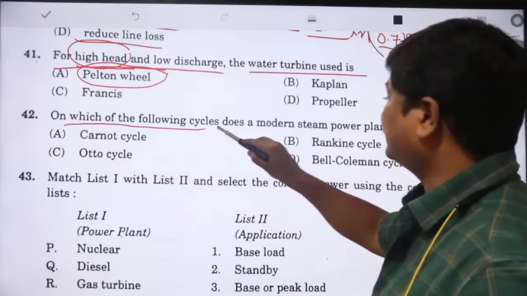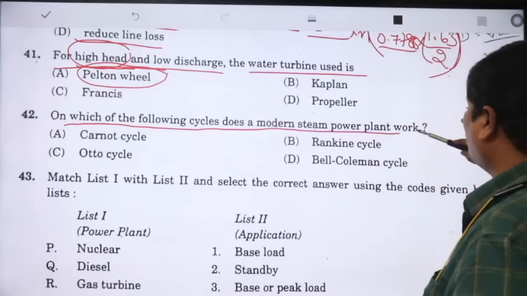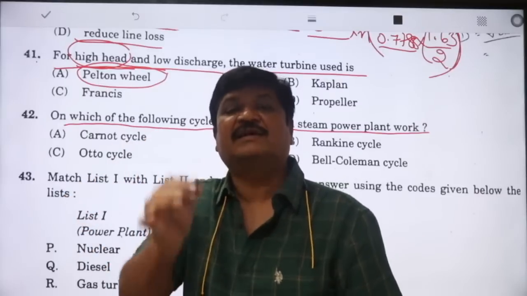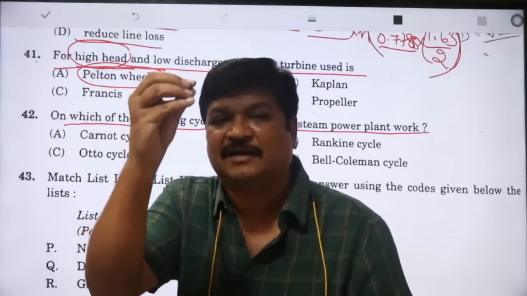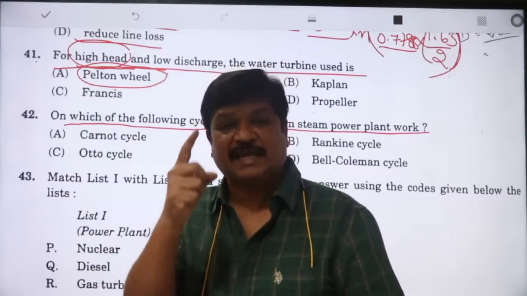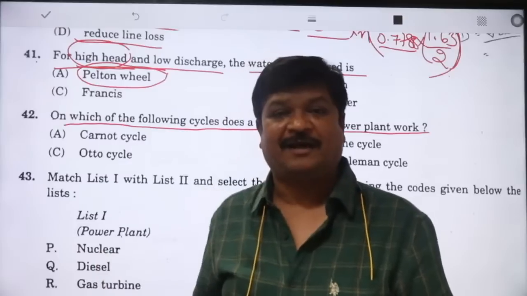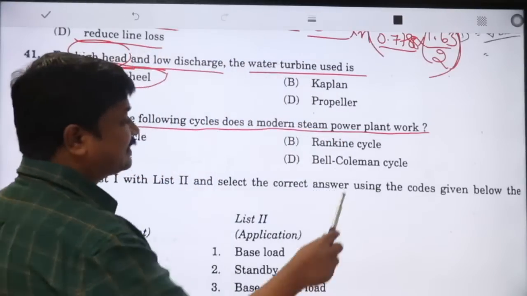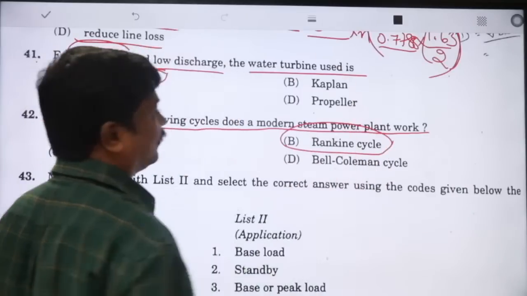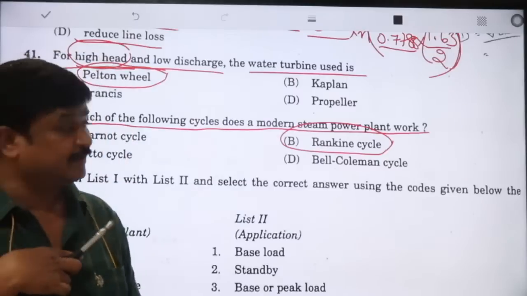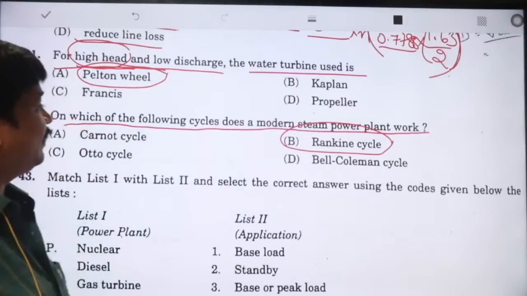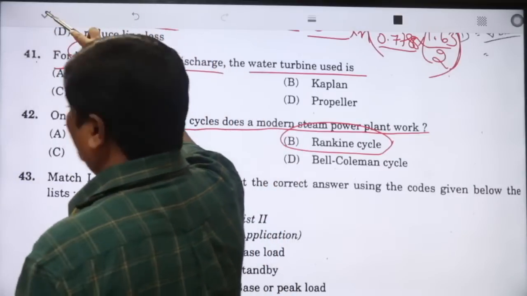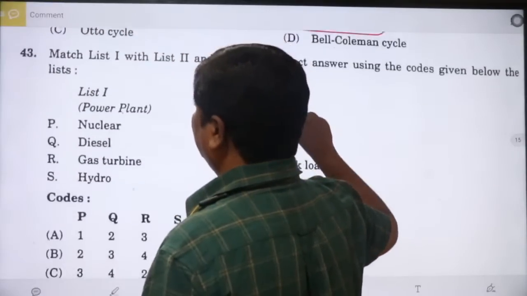On which of the following cycles does a modern steam power plant work? When I start the thermal power station explanation, the first, second or third question I may ask you is what the cycle used is, and even for joke purposes, I may answer like Atlas or something like that. But the answer is Rankine cycle. Everyone okay? Pelton wheel, and this one is the Rankine cycle. I hope. Next.